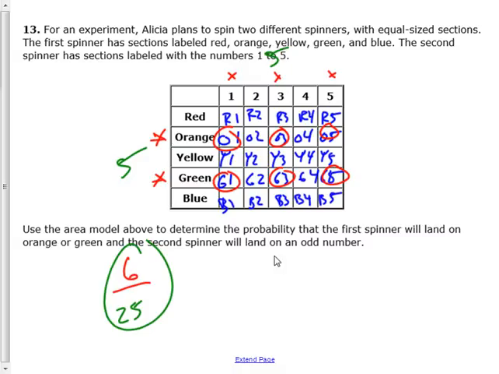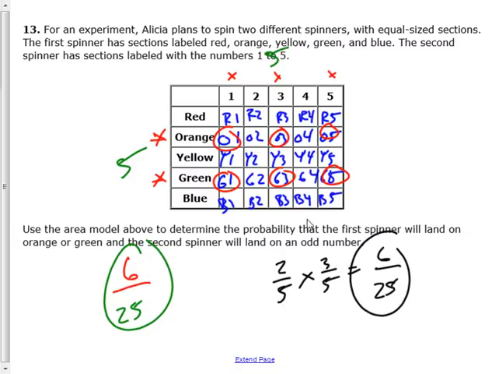Okay, now again, we can do this mathematically. We can say, well, how many orange or greens do I have? That's 2 out of 5, times how many odd numbers? That's 3 out of 5, and I can multiply those together to get 6 out of 25. So again, find out your probabilities of each event, 2 out of 5 for the two colors, 3 out of 5 for the odd numbers, and then multiply them together. So that's another way you can do this.